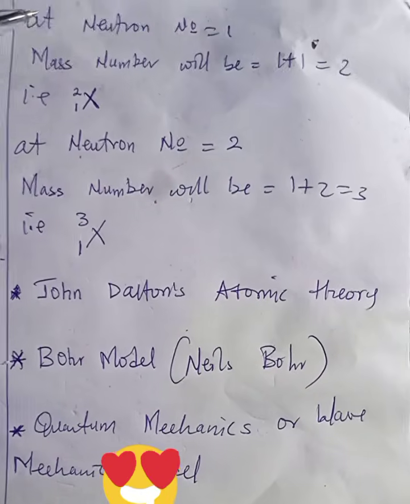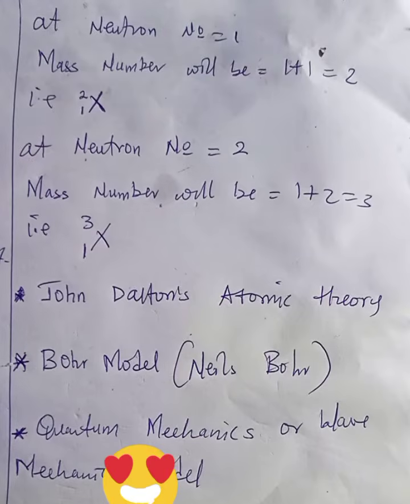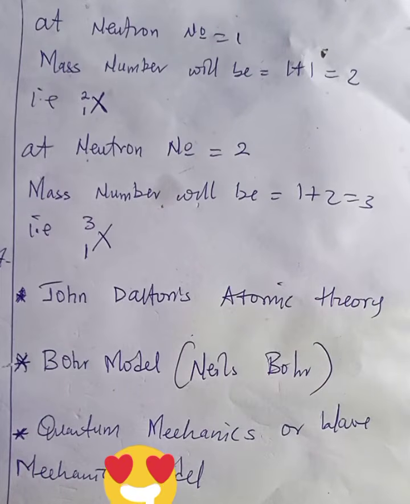And if the neutron number is 1, the mass number is going to be 1 plus 1. Proton number doesn't change. Proton number means the atomic number, so that will not change. Neutron number can change. Then that will be 1. Then you add 1 plus 1. The mass number will now be 2.